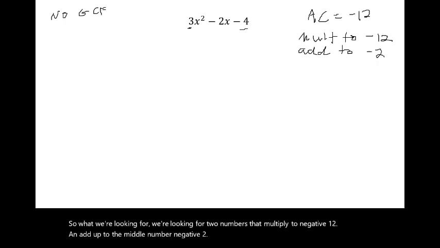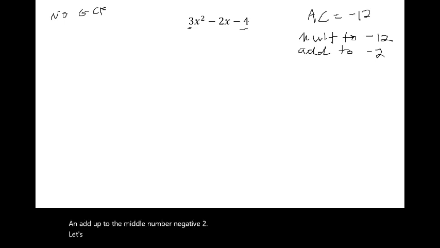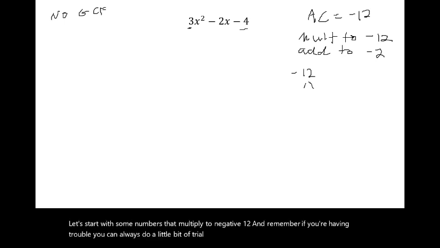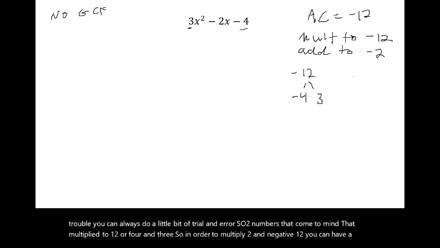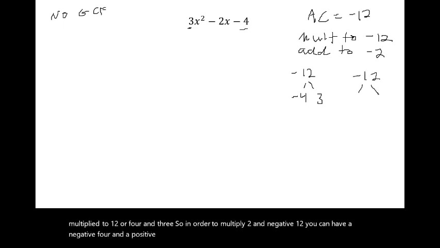Now, let's start with some numbers that multiply to -12. And remember, if you're having trouble, you can always do a little bit of trial and error. So two numbers that come to mind that multiply to 12 are 4 and 3. So in order to multiply to a -12, you could have a -4 and a +3, or you could have a +4 and a -3.